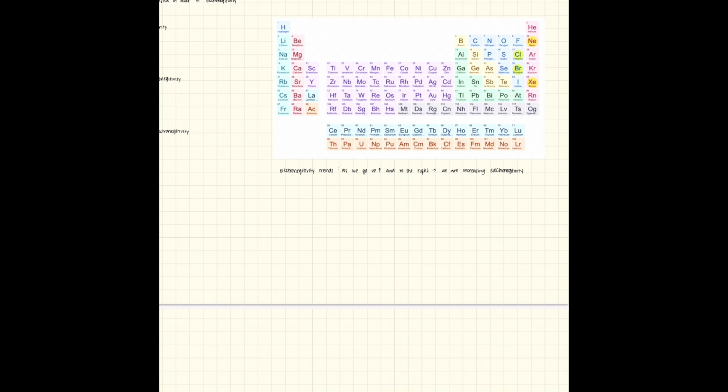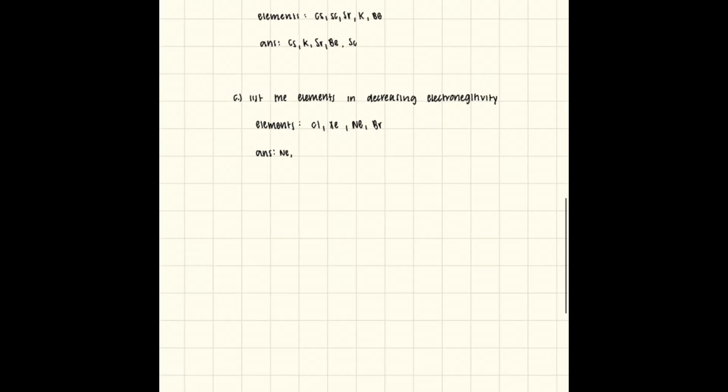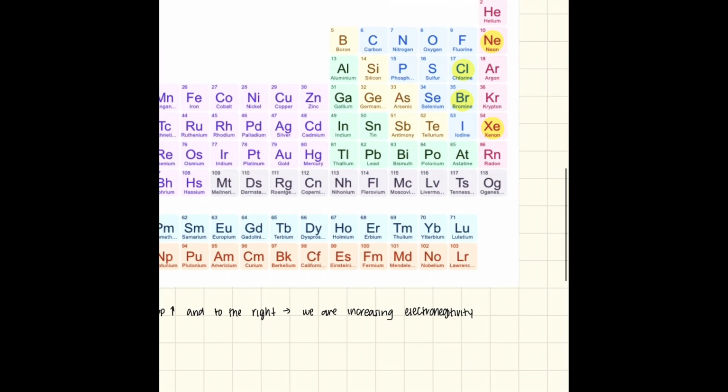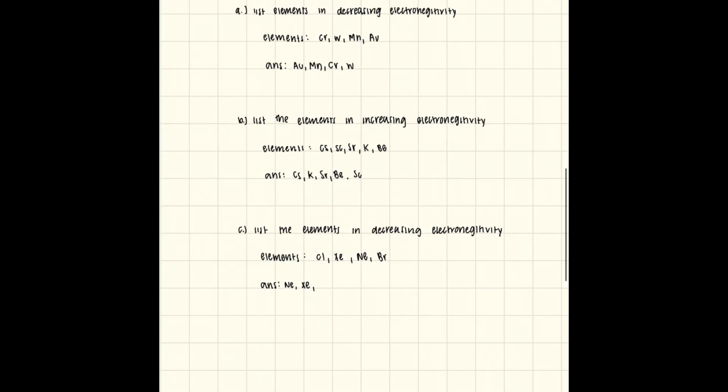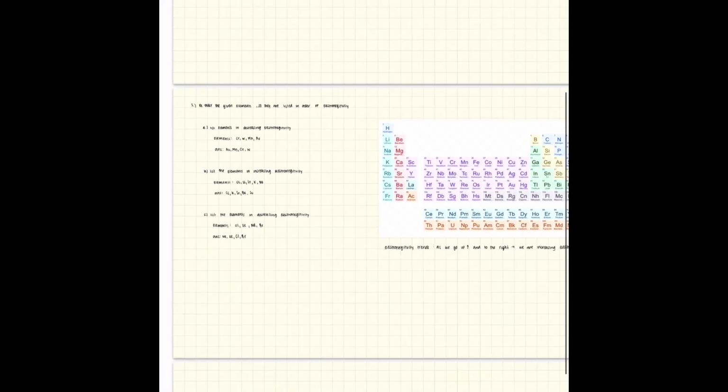And then below that, our next most electronegative is going to be xenon, which is going to be Xe. And then our next most electronegative is going to be chlorine because it is above bromine, and we all know from the trends that as you go up, you are increasing electronegativity, and to the right, we are increasing electronegativity. So we can write Cl and then Br, and then you're done with your problem.